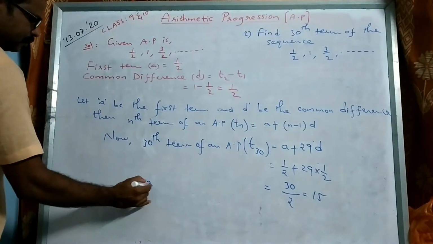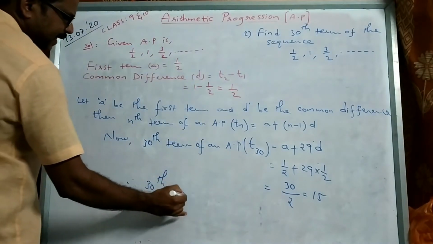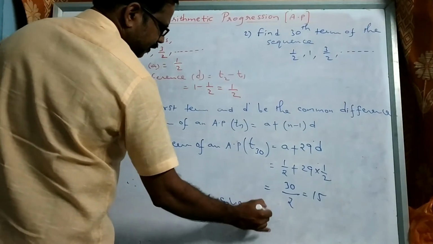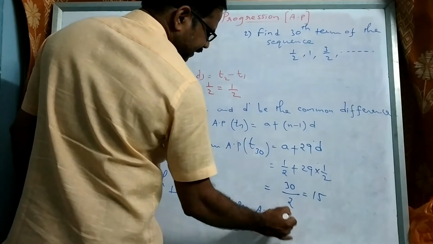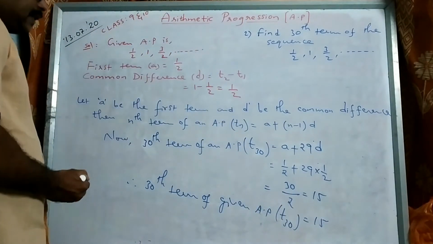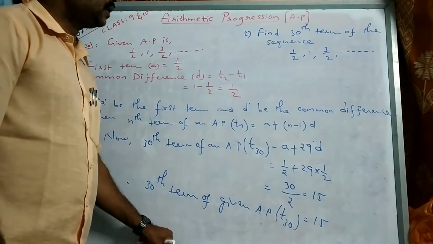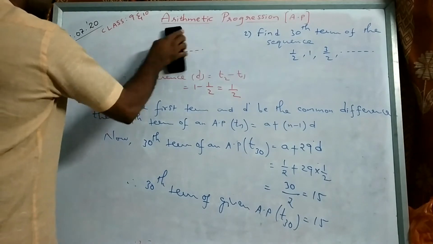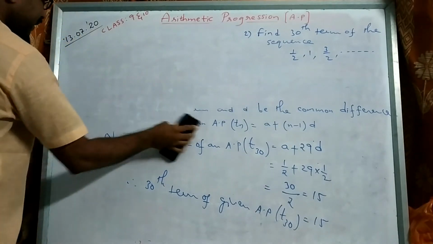Therefore, what is the 30th term of the given AP? T30 is equal to 15. That is the end of the solution. Okay, so by using this we can find our desired term. Remember this.